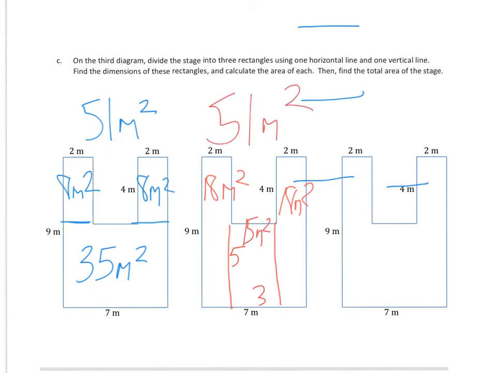All right, now on this last one, one horizontal line and one vertical line. So let's go horizontal, vertical. So now we have 3 different rectangles.